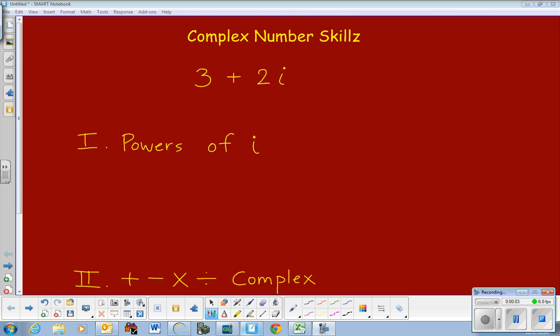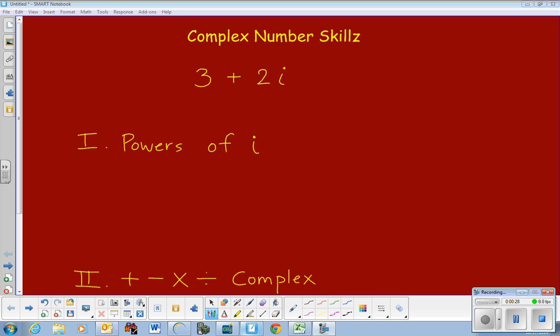Okay, it's complex number skills time. We are talking about polynomial functions and their zeros, and sometimes those zeros happen to be imaginary or complex. So let's first talk about the difference between the words imaginary and complex, because a lot of times they're used interchangeably and it might not necessarily be correct.